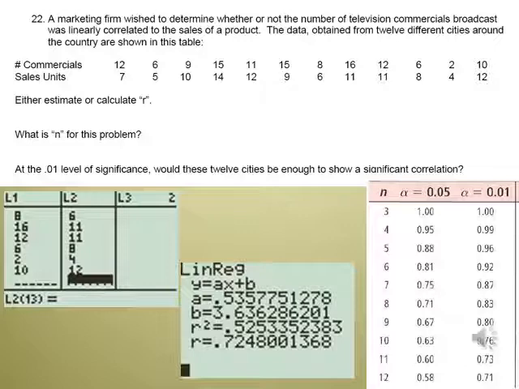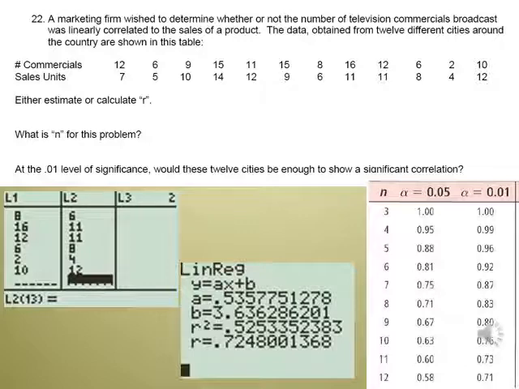You do pretty much the same thing on number 22. Here I calculated that the R value was about 0.72. This time we have 12 cities, and I go to the 0.01 level of significance. The cutoff line this time is 0.71, and now my calculator value is just a little bit more than that, so yes, this would be a significant result.